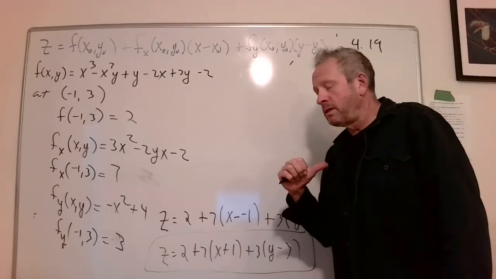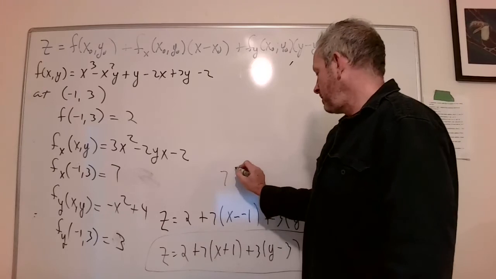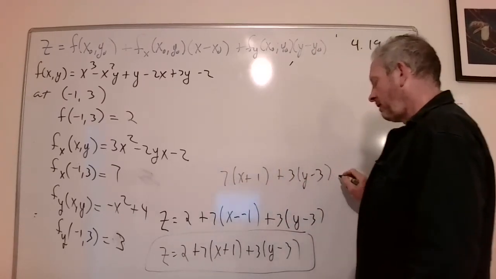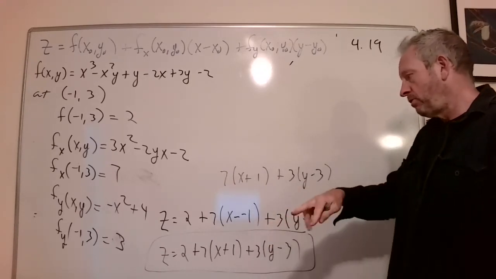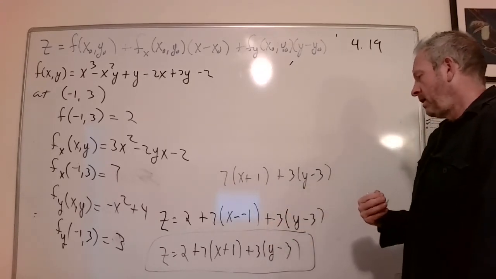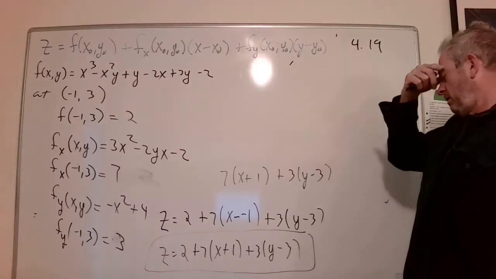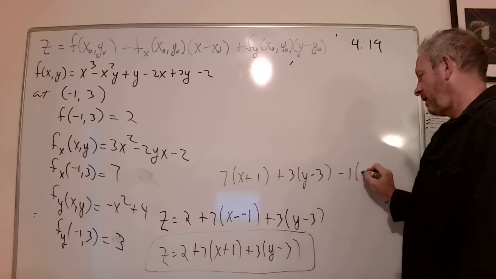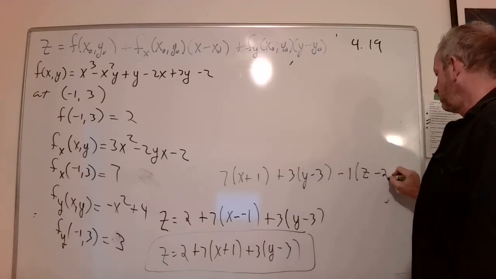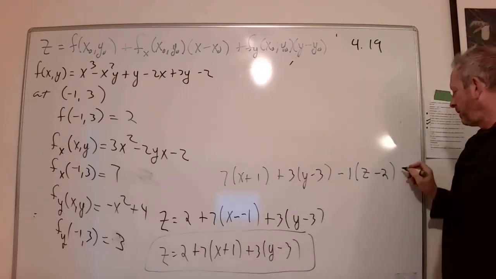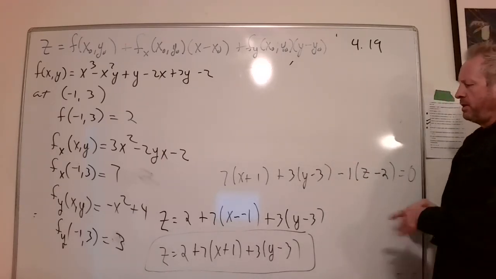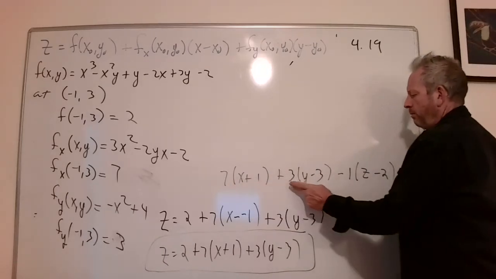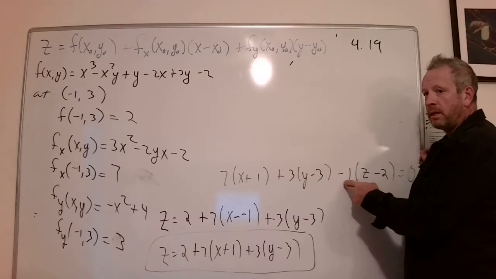I would get the z over on this side, and I would think of it as 7 times x plus 1 plus 3 times y minus 3. Remember, I'm going to get everything over on this side. And what would we have here? Well, I probably would want to write it like this: minus 1 times z minus 2. So I did a little bit of algebraic footwork there, equals 0. This was that standard way of writing the equation of a plane where 7, 3, negative 1 is the normal vector.